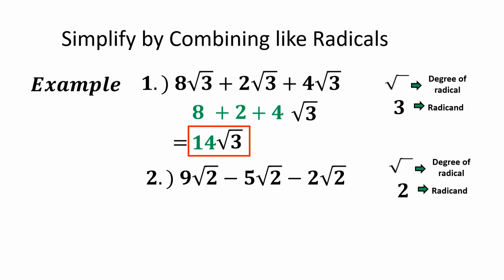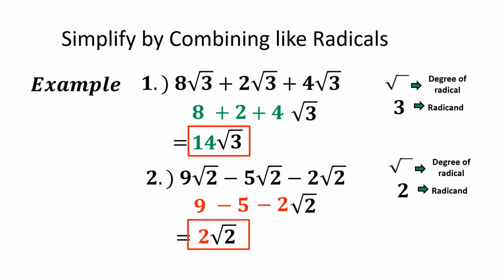In subtracting, just gather all the numbers outside the radical terms. So we have 9, minus 5, minus 2. Then, since they have the same degree of radical and radicand, just write one of them, so we have square root of 2. Then, you can proceed to subtract. 9, minus 5, minus 2, is equal to 2. Then, copy the square root of 2. The answer is 2 square root of 2. That is how to subtract the radical expression.